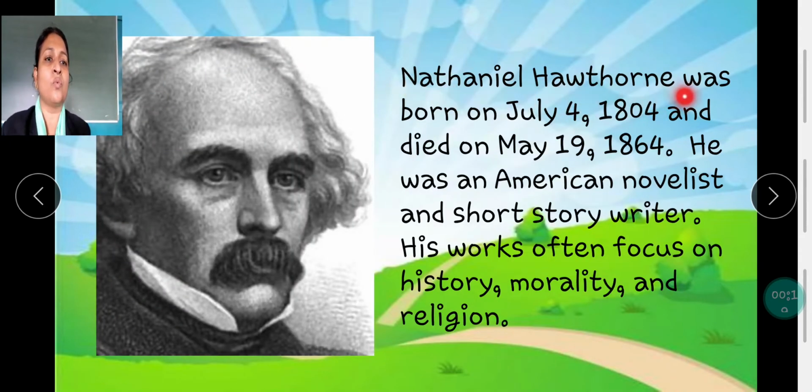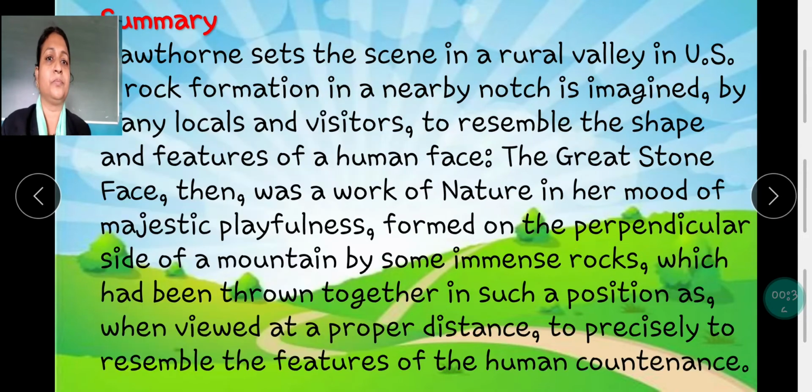Nathaniel Hawthorne was born on July 4, 1804 and died on May 19, 1864. He was an American novelist and short story writer. His works often focus on history, morality, and religion.